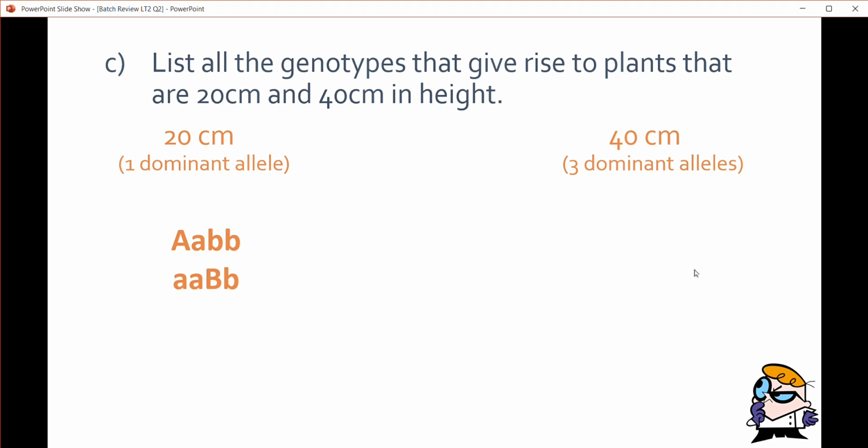The genotypes for 40 centimeters, 3 dominant alleles: 1, 2, 3 you have here, and then the other one is 1, 2, 3 dominants. These are the only genotypes for 40 centimeters. Okay, and that ends our discussion for this part. Let's go to the next one.